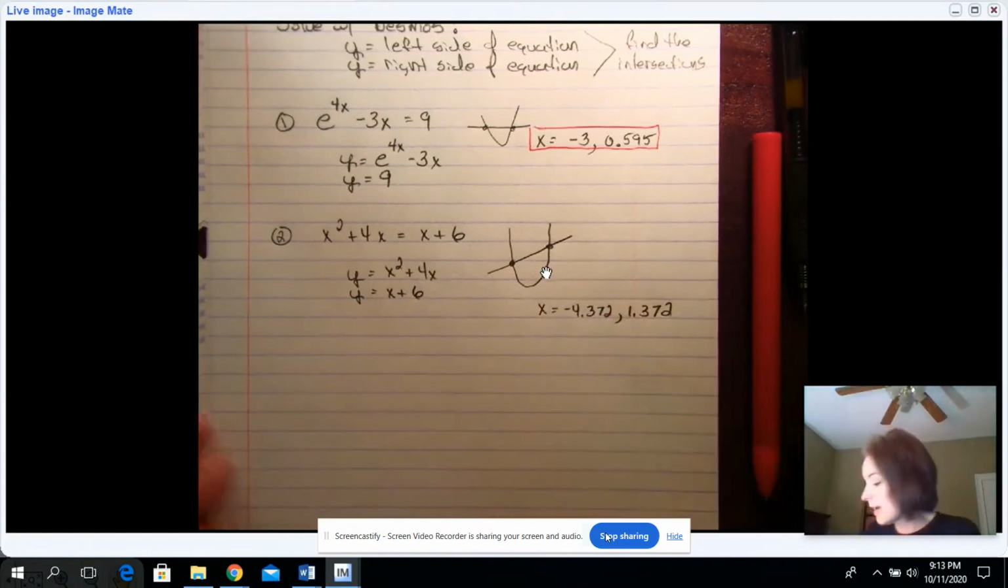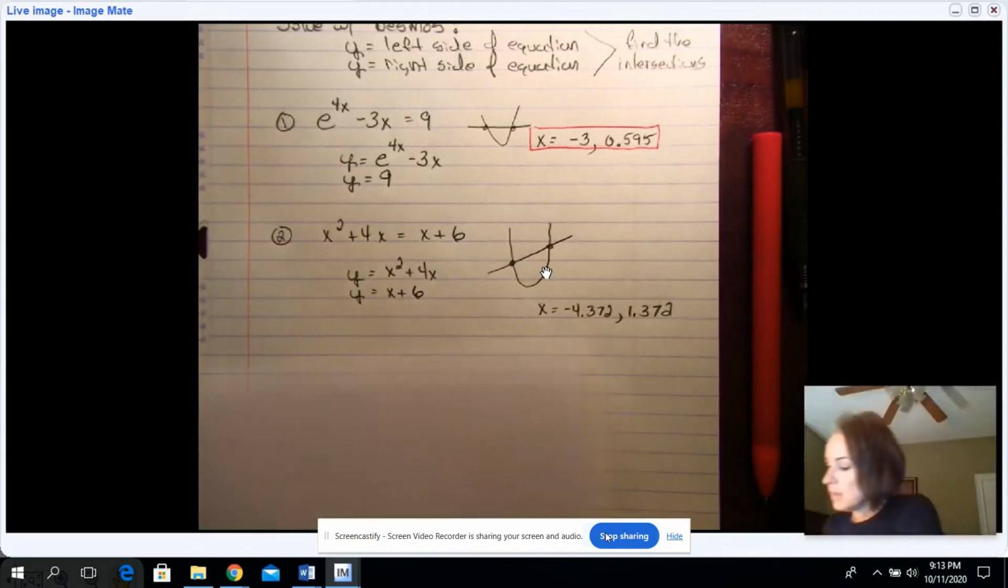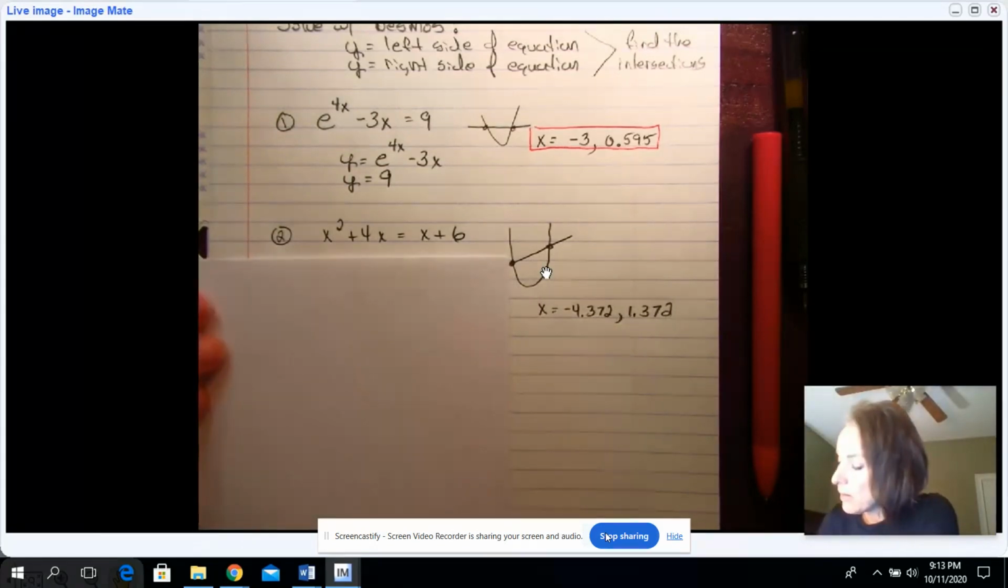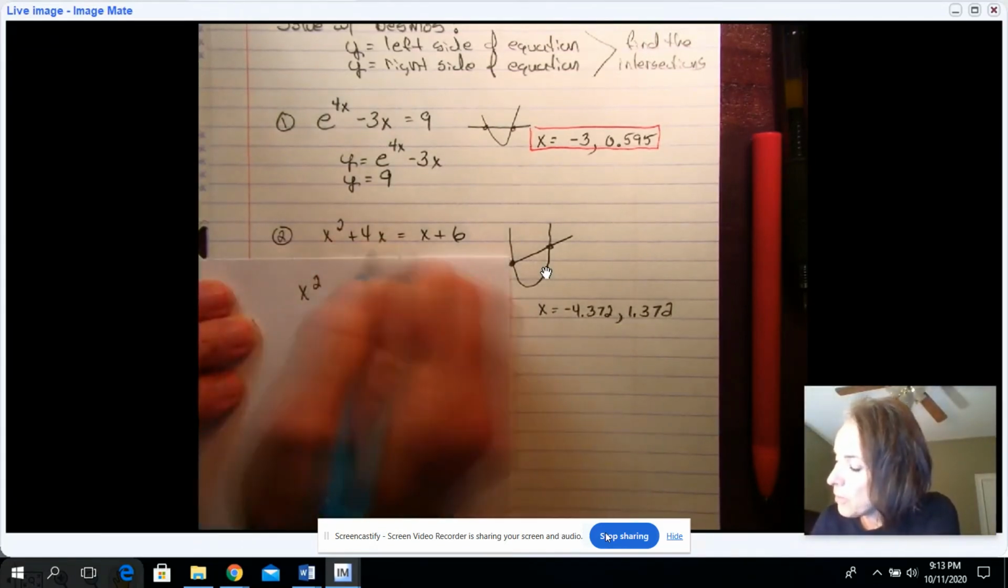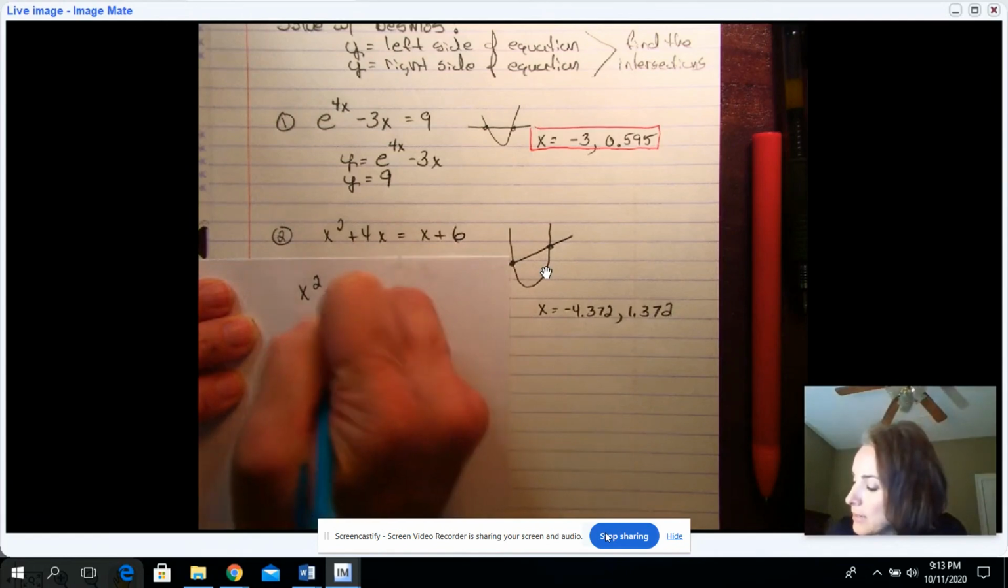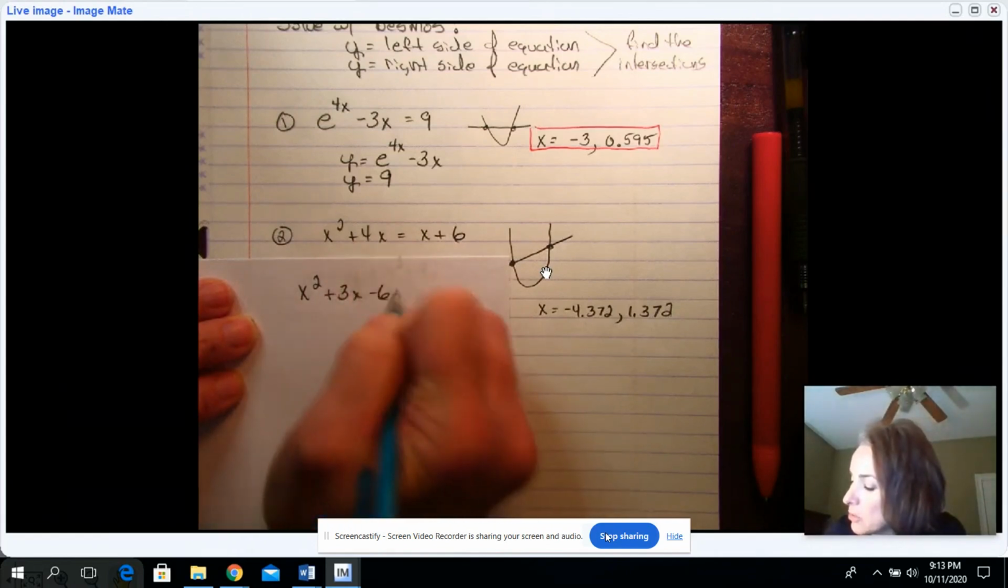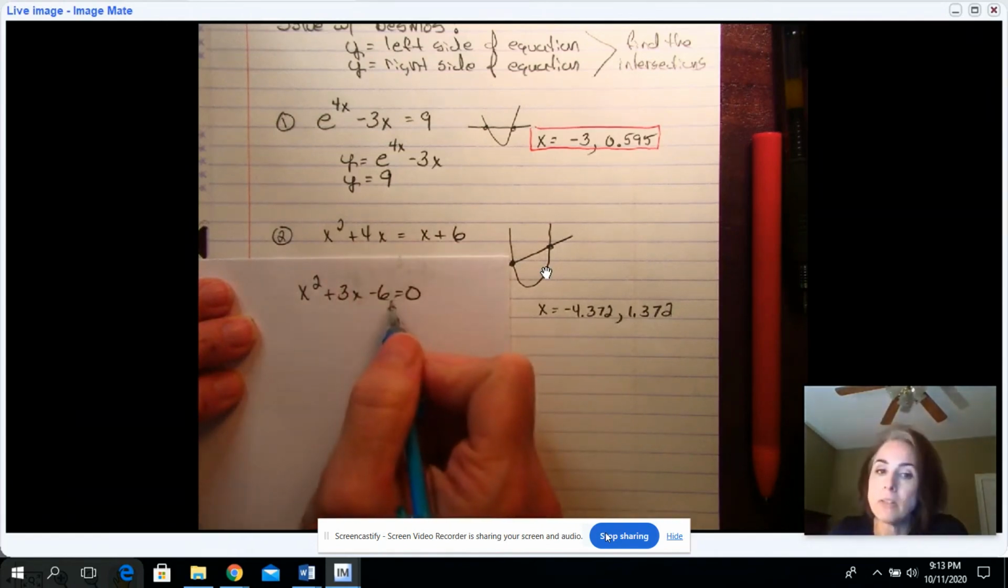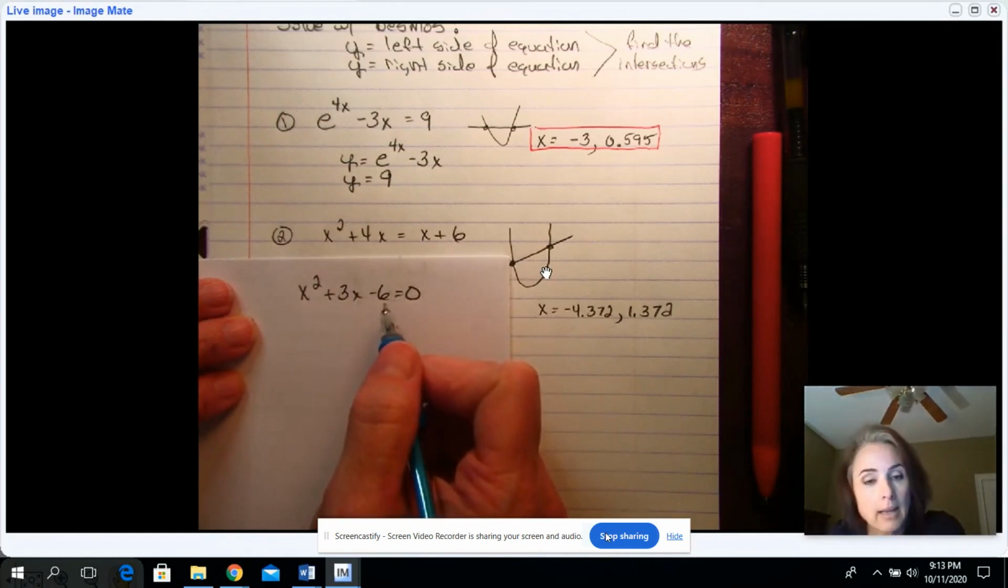two solutions. Now, just to show you all what we would have done before if I wanted an exact value. Before, what we would have done is brought everything to one side. Since it's a quadratic, I would subtract x, and I would have plus 3x minus 6 equals 0.